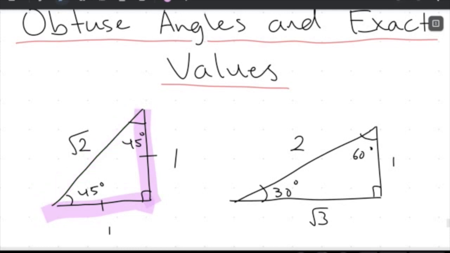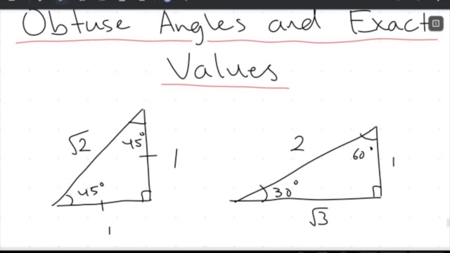And as we discussed before, these are ratios. So this doesn't just apply for when we have 1, 1, root 2. It's going to apply for other similar triangles as well. So we're going to see a lot more of this, particularly in the later years.